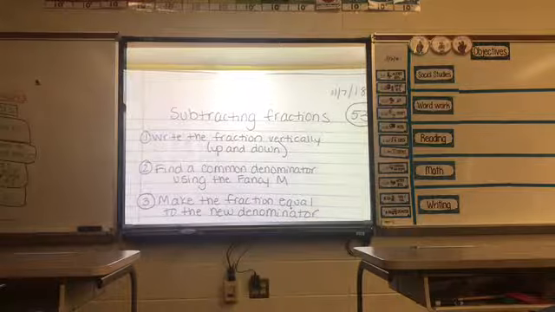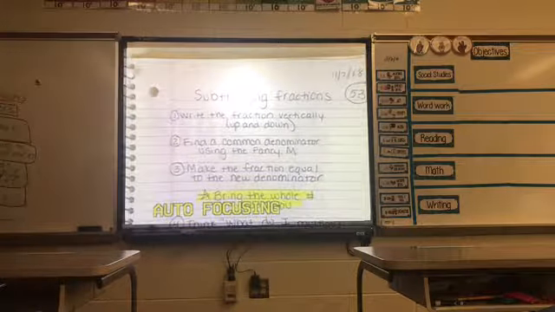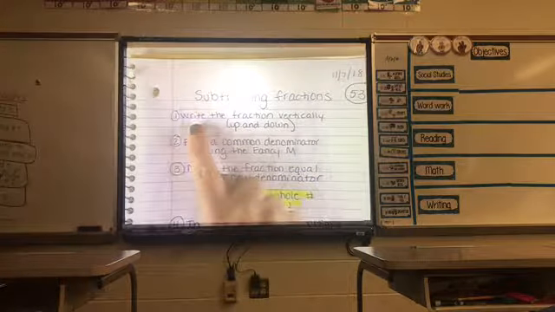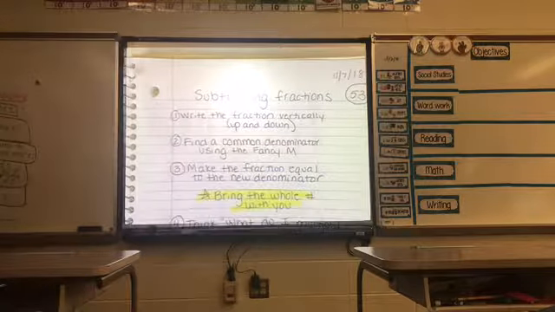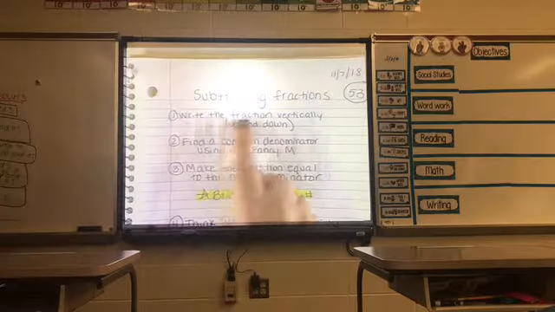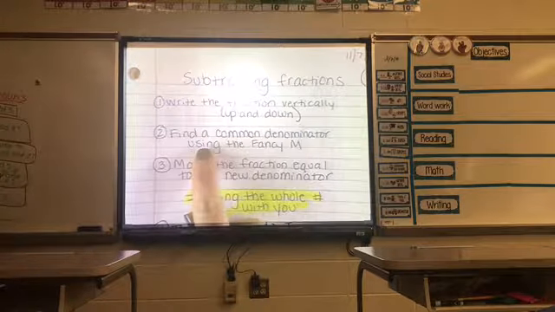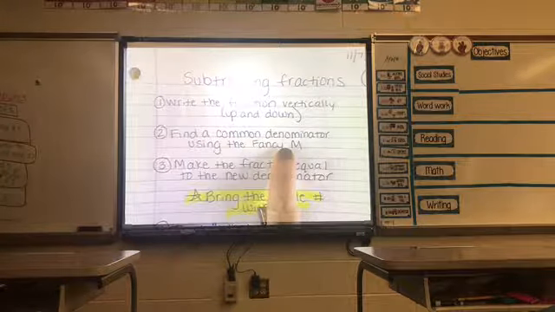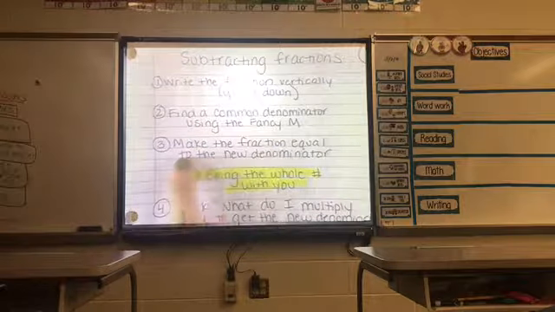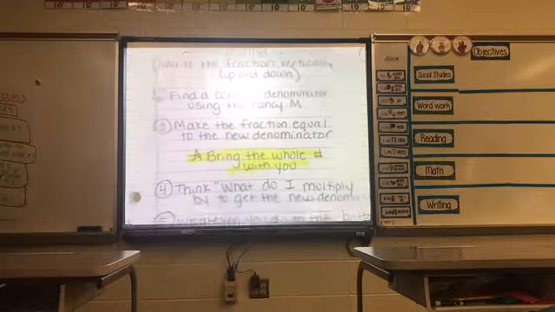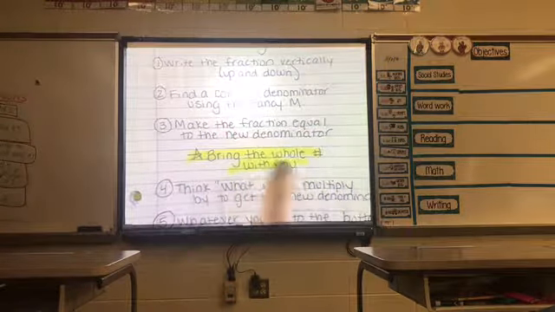So for their math diaries, they should have this with them. If not, this is very similar to adding fractions. You need to write the fraction vertically, up and down, find a common denominator using the fancy M, make the fraction equal to the new denominator, and then I did write bring the whole number with you if there is one.